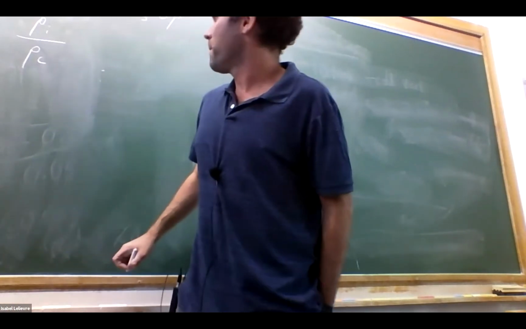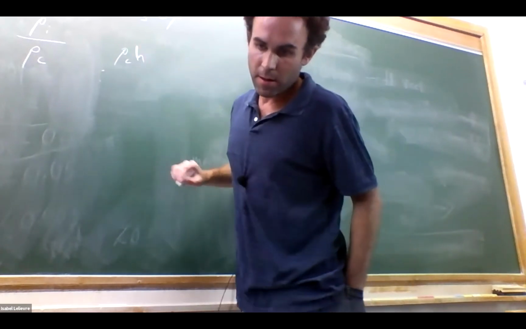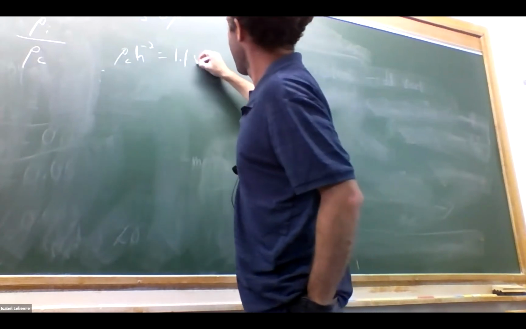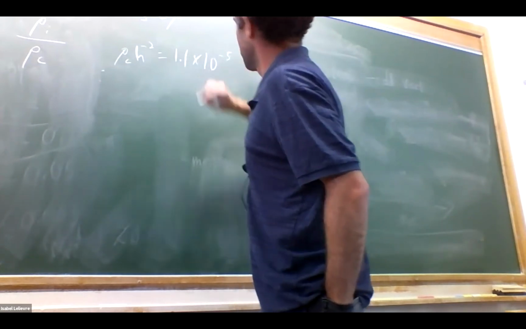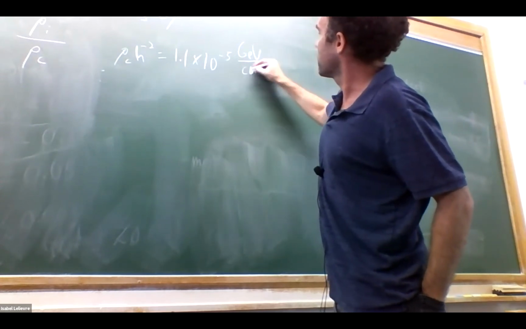Okay. The critical density is the following: 10 to the minus 5 per centimeter cubed.